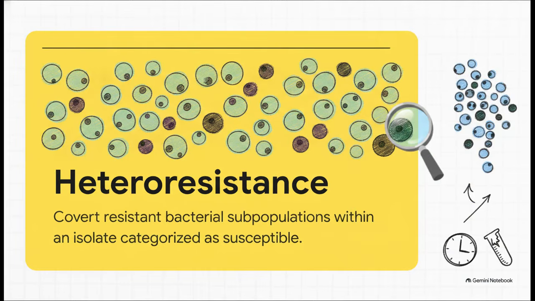And then you've got heteroresistance. Think of this like a biological stealth mode. You test an isolate, and the vast majority of the bacteria look perfectly susceptible. But hiding in the shadows is this tiny, covert subpopulation of resistant cells. Traditional indices, which focus on the 24-hour bulk response, completely gloss over these hidden survivors. So what happens? They multiply, they take over, and cause a massive treatment failure when it's already too late.